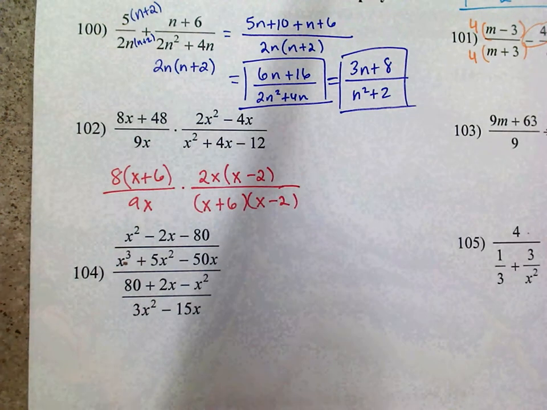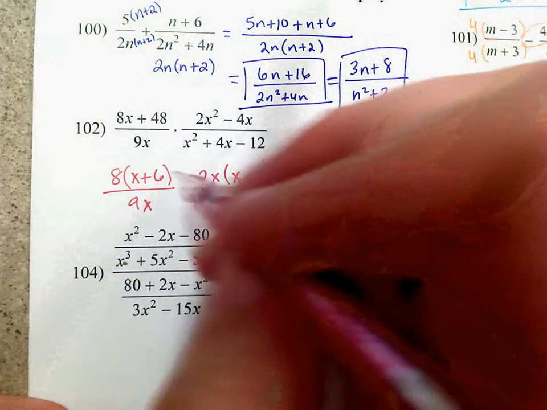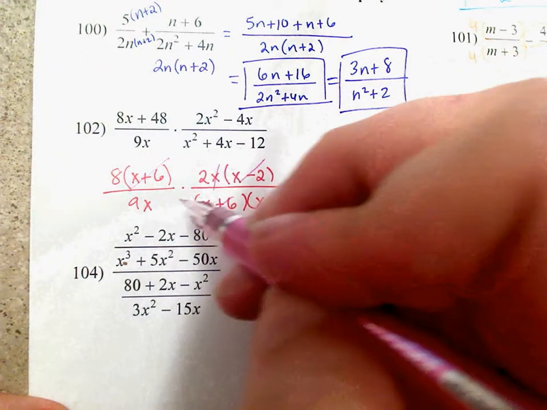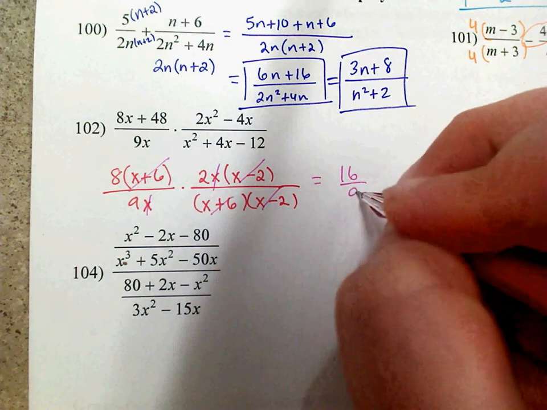So as far as simplifying goes, we've got an x minus 2 on the top and bottom, we've got an x plus 6 on the top and bottom, we've got an x on the top and bottom, and that's it. So my final answer is 16/9.